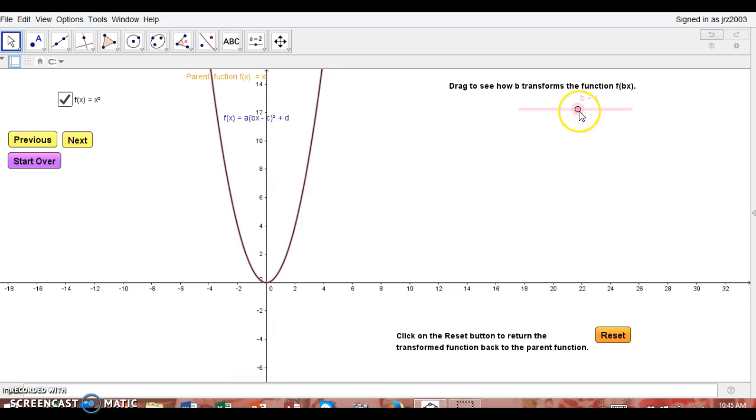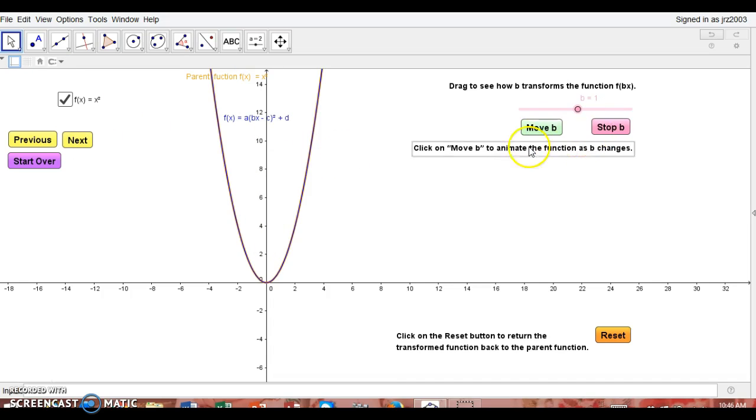And then we can look at B. Hopefully they'll notice that in this case B and A aren't the same. They don't do the same thing as they did on the linear function. As B gets larger, this function gets skinnier at a faster rate than what A did because the B gets squared also.